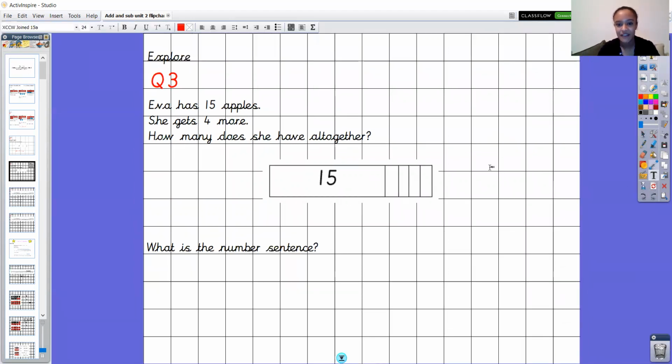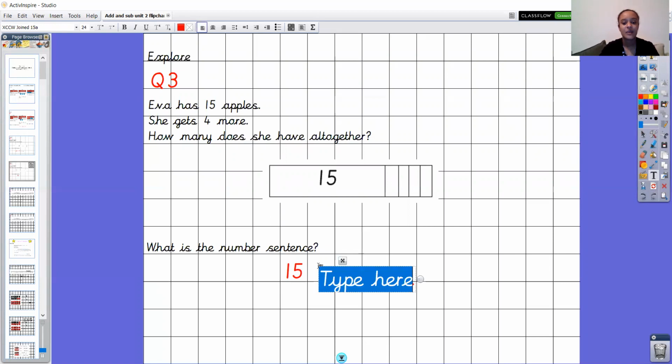Superstars. Okay, so we have got 15 and we're going to grab 15 and pop it in our head. Okay, we're going to count on from 15. Are you ready? 15, 16, 17, 18, 19. So she has got more apples, hasn't she? So remember, part add part equals whole. Well, our first part was 15.